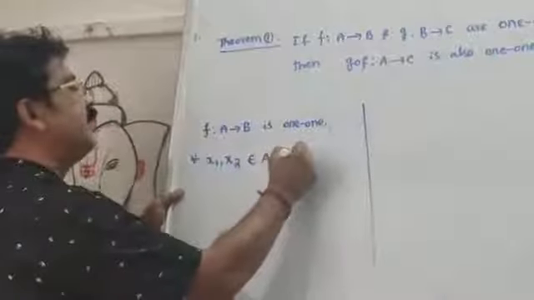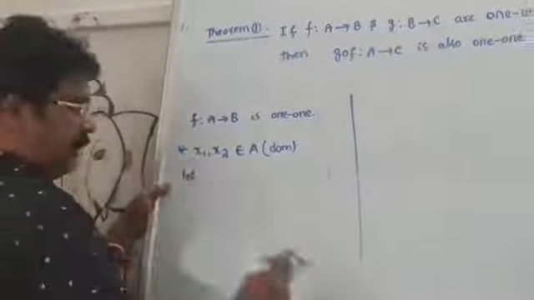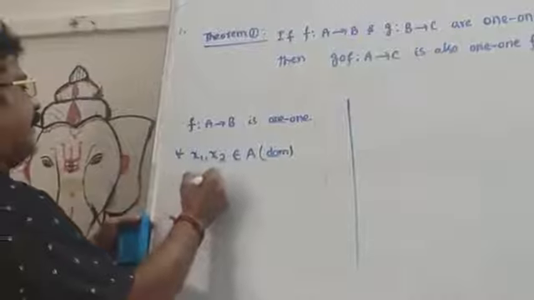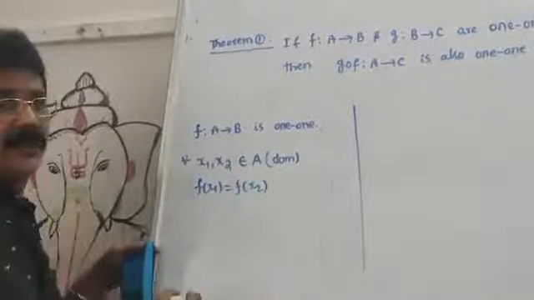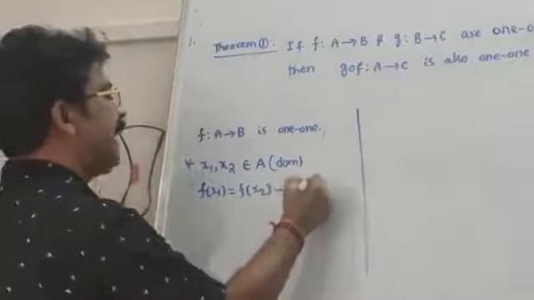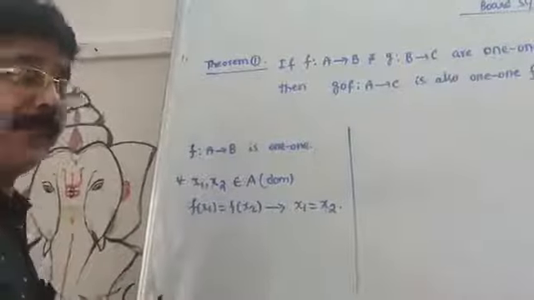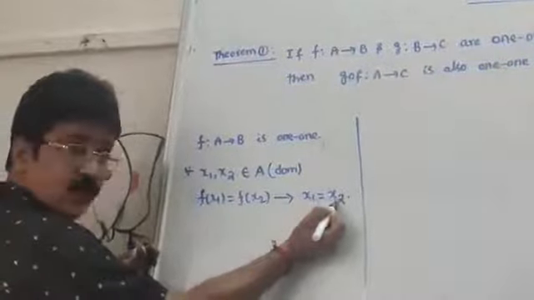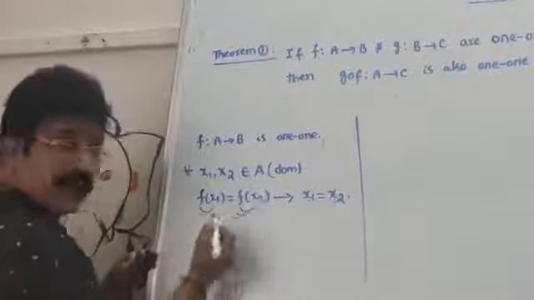Capital A means it's a domain, and let f of x1 equal to f of x2. That implies x1 is equal to x2. Remember, we are taking only x1, only x2 here, and f of x1, f of x2 in the previous step.